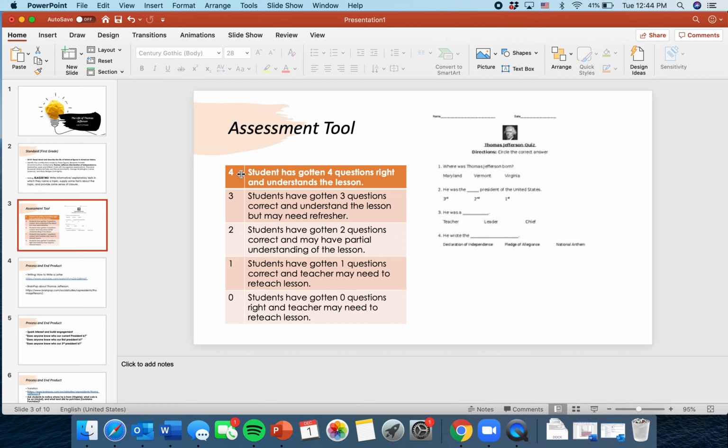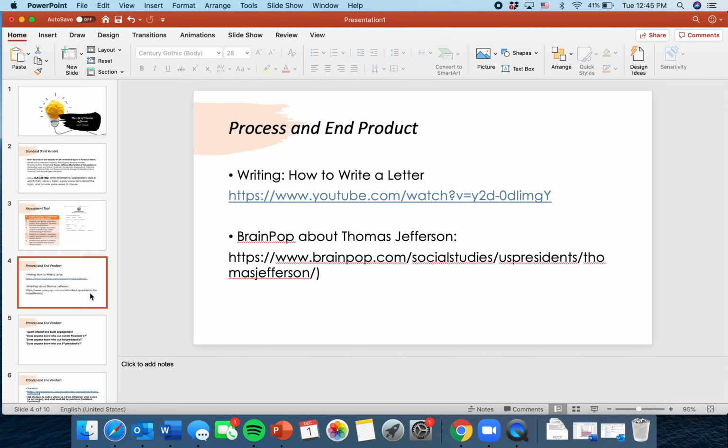If they had 1 question right, then I may need to teach the lesson again and maybe include more visuals and some support that they may need. And if they had 0 questions correct, then I may need to teach the lesson and also give students more support and resources as well. So this is the process and end product.